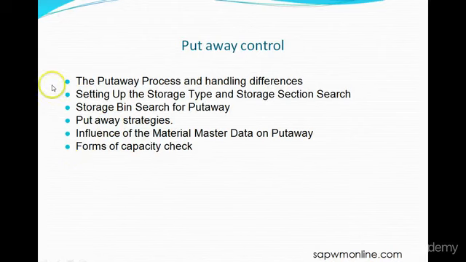So far we have discussed the put-away process and its differences, setting up the storage type and storage section search, storage bin search for put-away. We have discussed some put-away strategies and the influence of material master data on put-away. Let us now discuss in detail forms of capacity check.